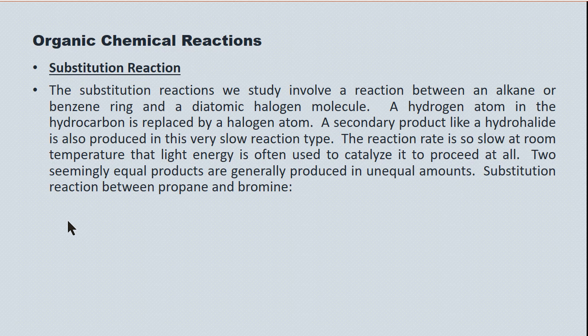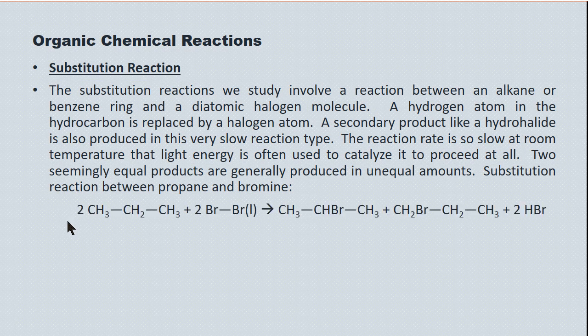These reactions are very slow. Quite often light will catalyze them, but they continue to be quite slow, certainly slower than addition reactions. Also, there's often more than one end product, but one is produced in greater quantity than the other. And I'll show you that here in the substitution between propane and bromine. So here's our propane, C3H8, and you'll see there's two molecules. So we're going to look at two substitutions.